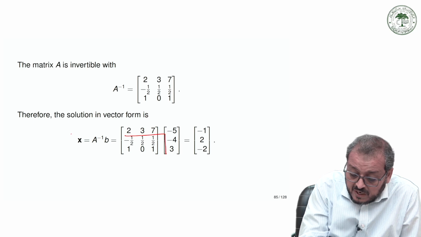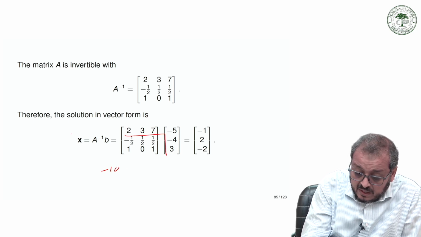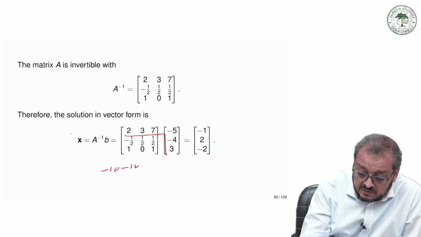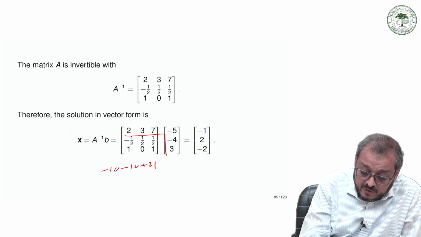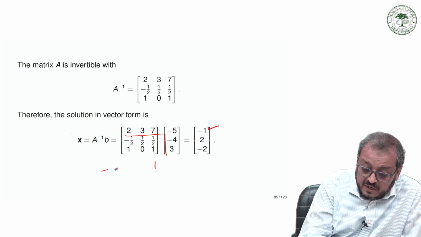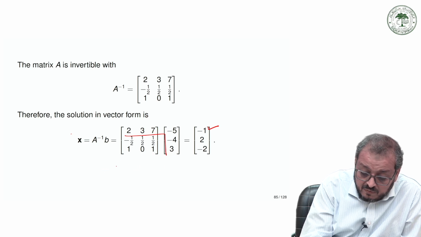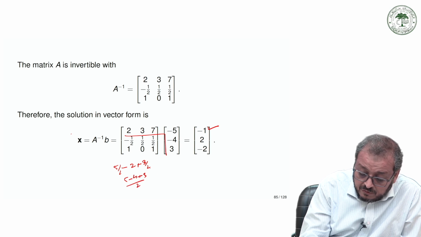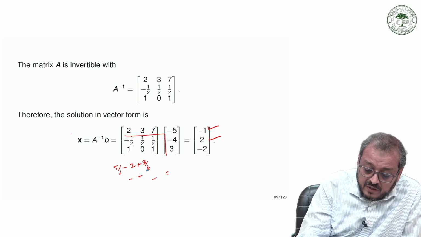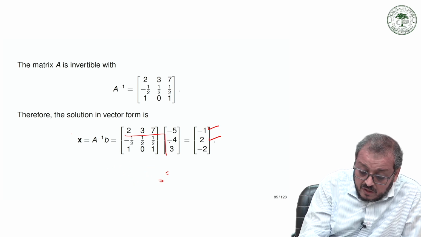Then if you multiply, you have minus 10, then minus 12, and then plus 21, which gives 22 minus 22 minus 1. Similarly, multiplying the next row, you have 5 by 2, then minus 2, and then plus 3 by 2. So you have 5 minus 4 plus 3 by 2, that is 4 by 2, which is equal to 2. In a similar fashion you can calculate the last one. You have minus 5 and plus 3, which is equal to minus 2.